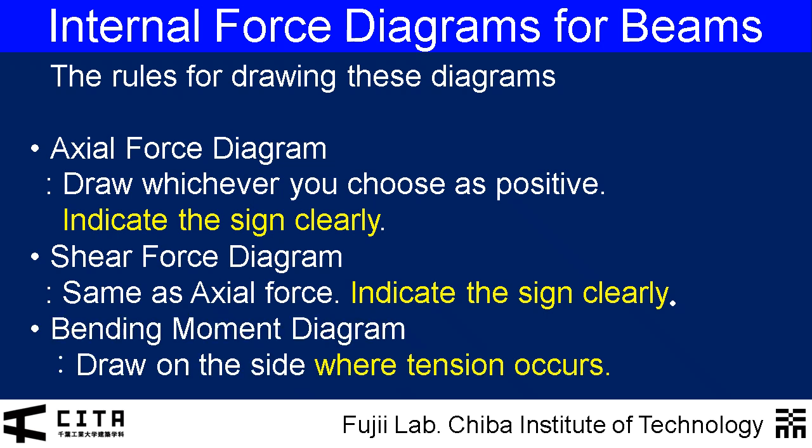Finally, for the bending moment diagram, the rule is different from the other two. The bending moment diagram must be drawn on the side where tension occurs. In other words, on the concave side of the beam. Note that this is a Japanese convention, and the drawing style may differ in other countries.